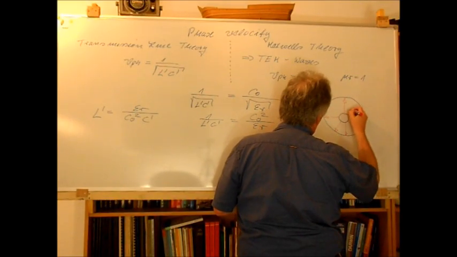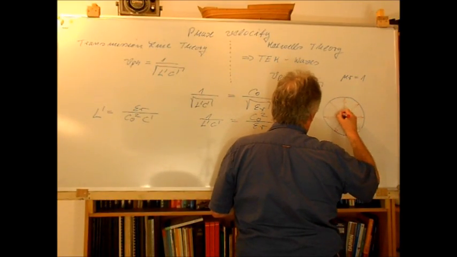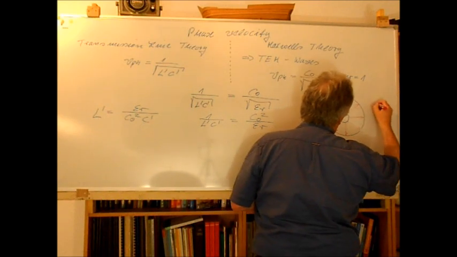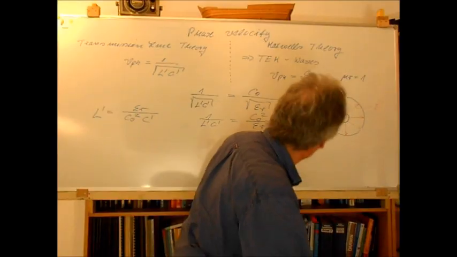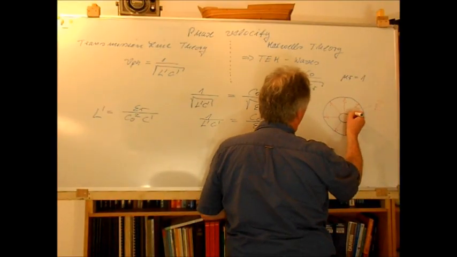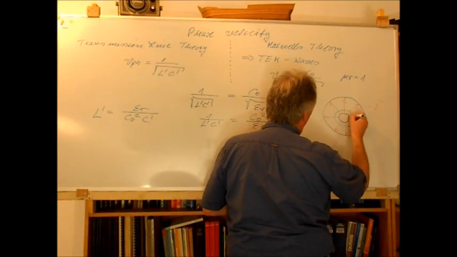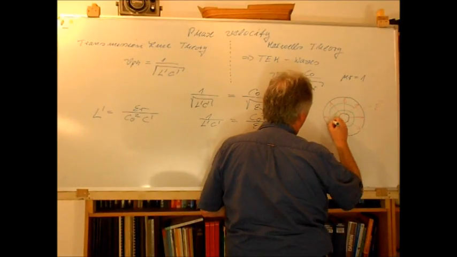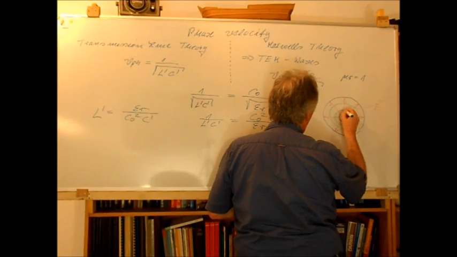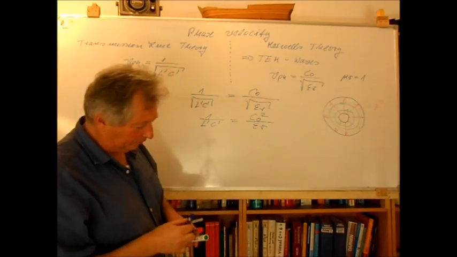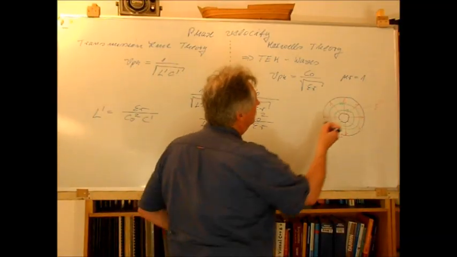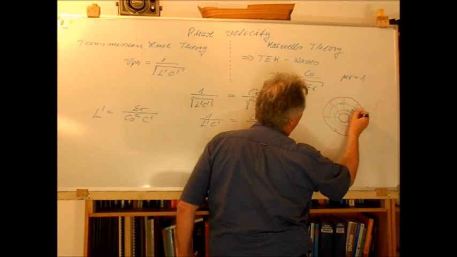Here we have the electric field. This is the E field, and the magnetic field lines form circles around the inner conductor. So these are the magnetic field lines in principle, and both fields are always perpendicular to each other.